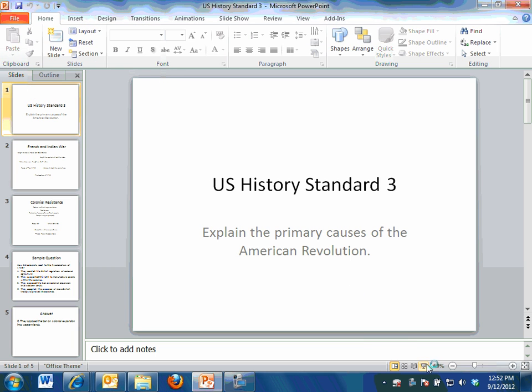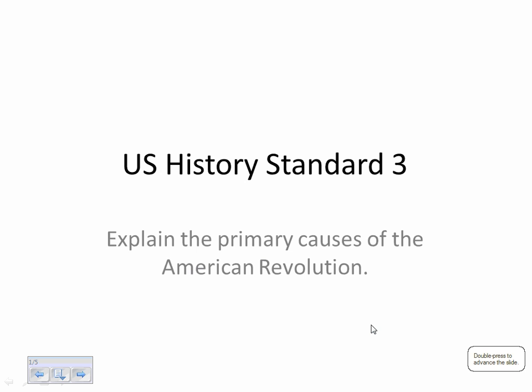Today we'll be looking at U.S. History Standard 3, Explain the Primary Causes of the American Revolution. This standard will measure your understanding of the main causes of the American Revolution. The primary cause of the American Revolution was the growing belief among the colonists that their rights as Englishmen were being violated. This belief originated in the lingering effects from the French and Indian War.